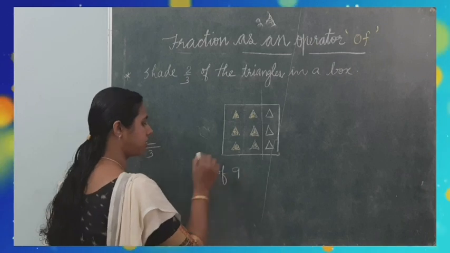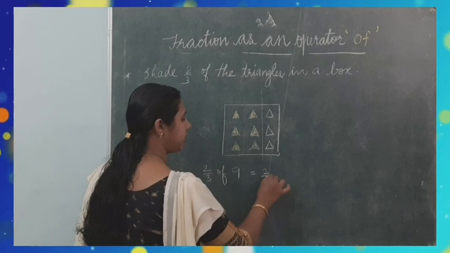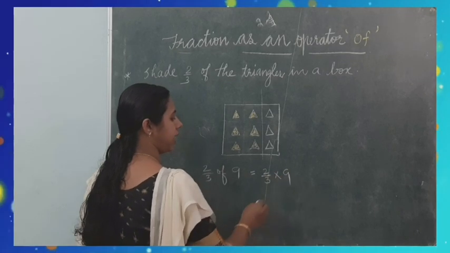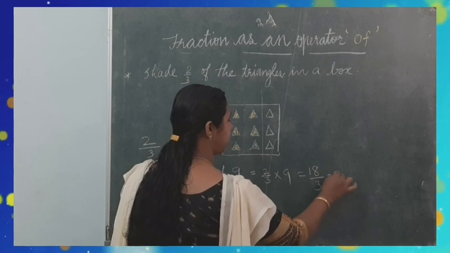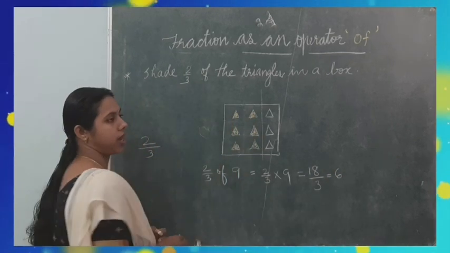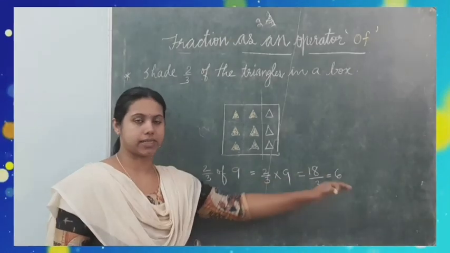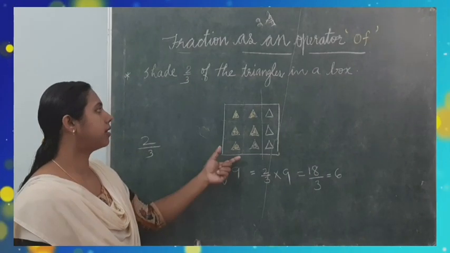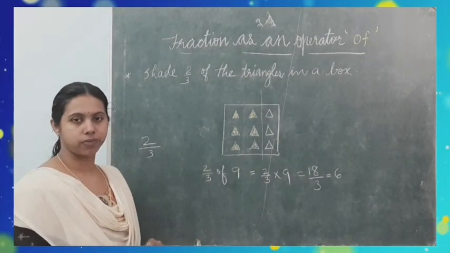9 triangles. 2/3 of 9 is equal to 2 by 3 into 9, which is equal to 18 by 3, which is equal to 6. So here also we shaded only 6 triangles. So 2/3 of 9 is equal to 6. We shaded only 2/3 of the triangles in the box.